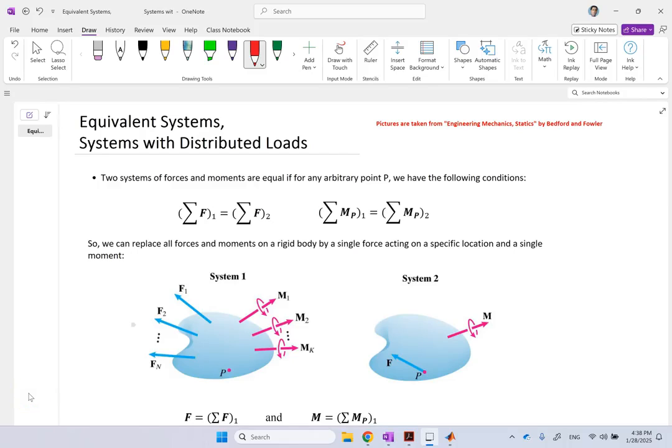Hello everyone. In this short video, we are going to look at equivalent systems and use of that in systems with distributed loads. And most of these pictures are taken from Engineering Mechanics Statics by Bedford and Fowler.